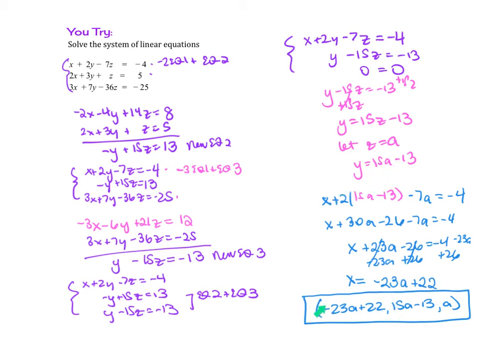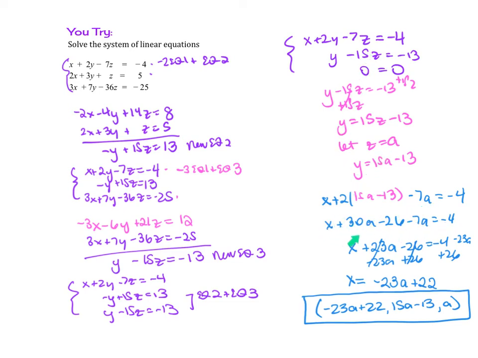Then I need to solve for x. So I have to plug in everything that I have here. I have x plus 2y minus 7z equals negative 4. So then I plug in what I have. 2 times y is 15a minus 13, so that's what I plugged in here. Minus 7 times z, and z we said was going to be a. So we plugged in a here.